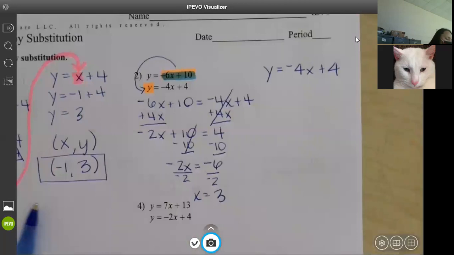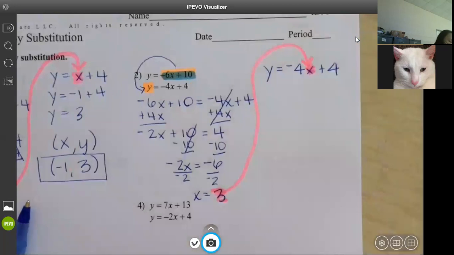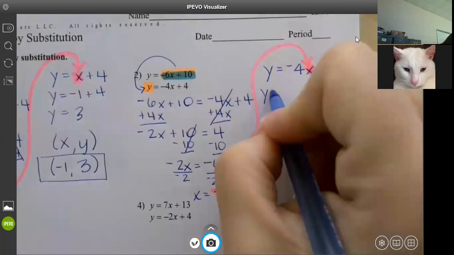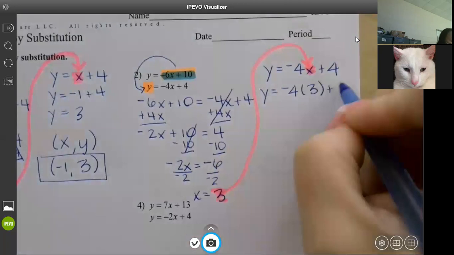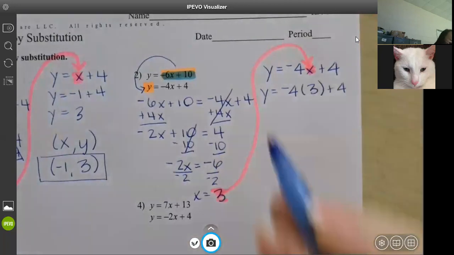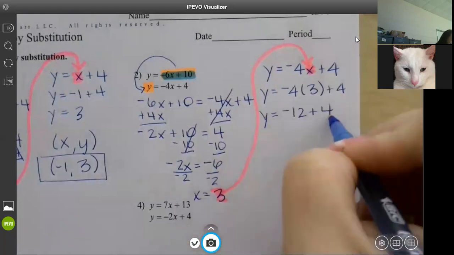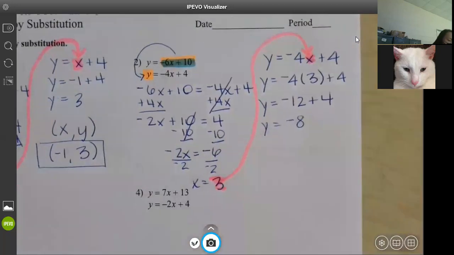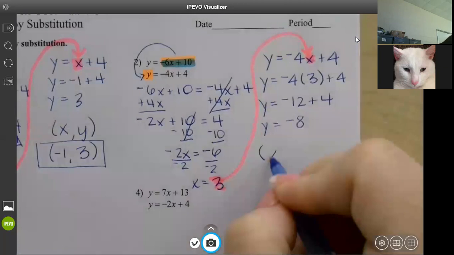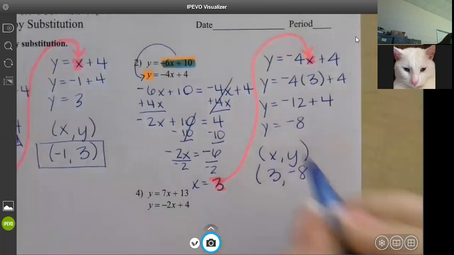You're going to take this x, which was 3, and put it in for that x right there. So instead of negative 4x, we're going to have negative 4 times 3 plus 4. Negative 4 times 3 is negative 12. Plus 4 is negative 8. Remember, it's an x, y coordinate. Our x was 3. Our y was negative 8.